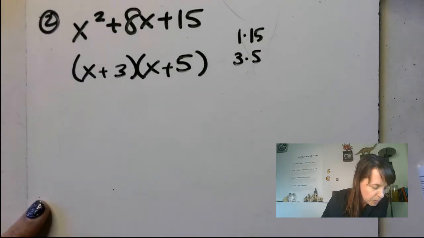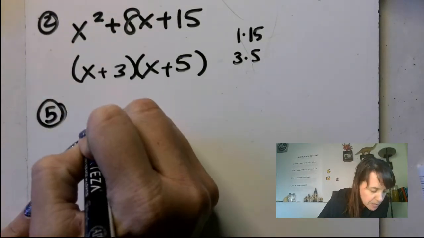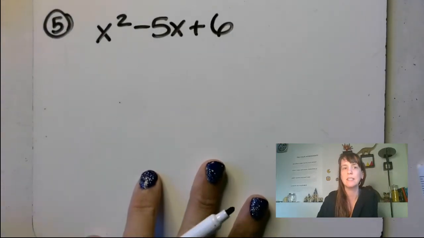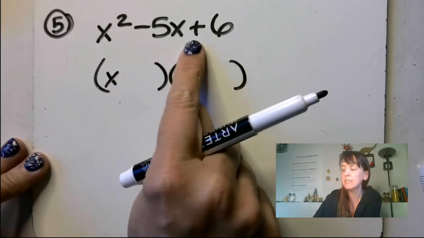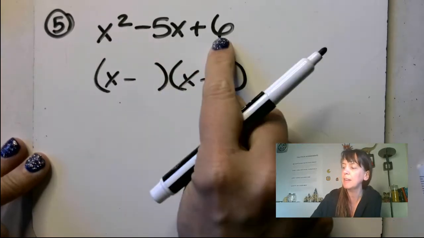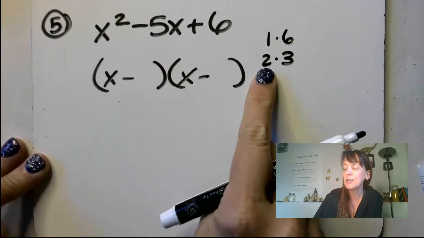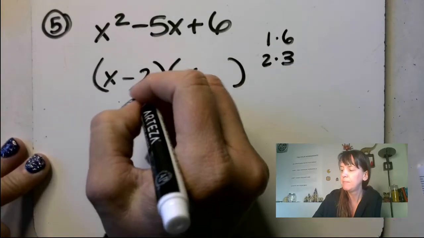Let's try some of these other ones that have different signs. Number 5 says x squared minus 5x plus 6. You draw your bubbles, bam. You draw your x's, bam. This says same signs, and this says negative, negative. Factors of 6, we're gonna do 1 times 6, 2 times 3. Negative 2 and negative 3 will give me negative 5.